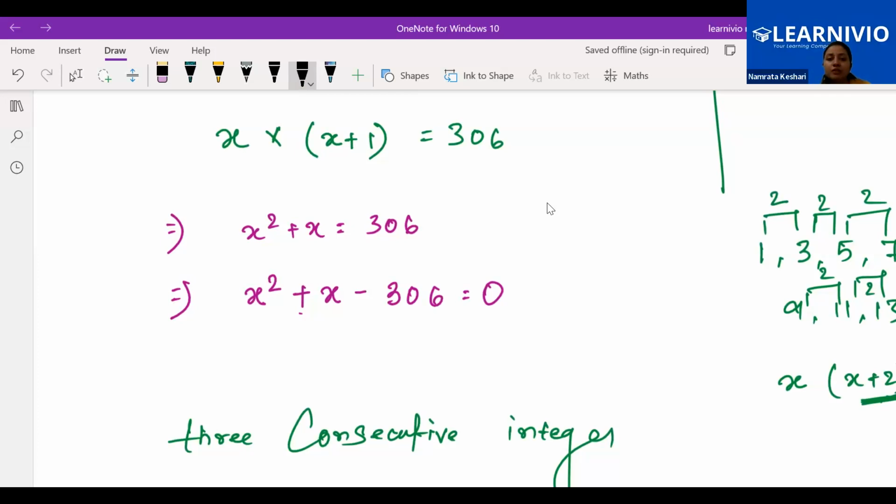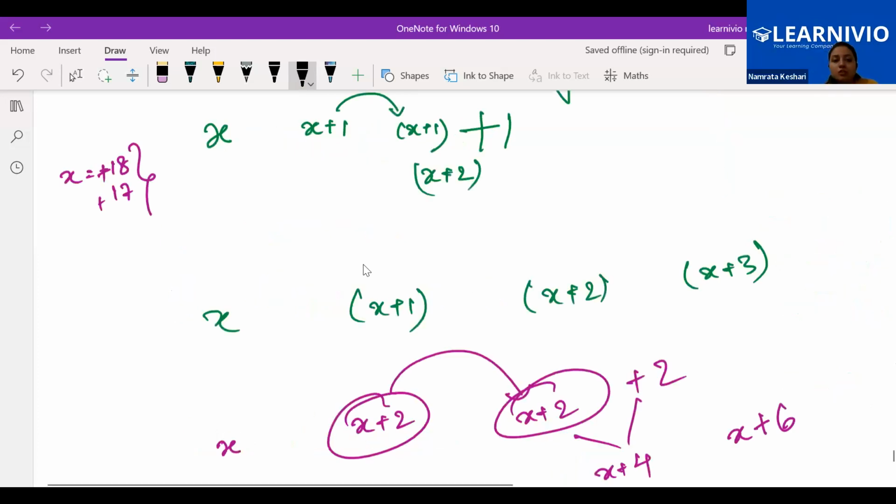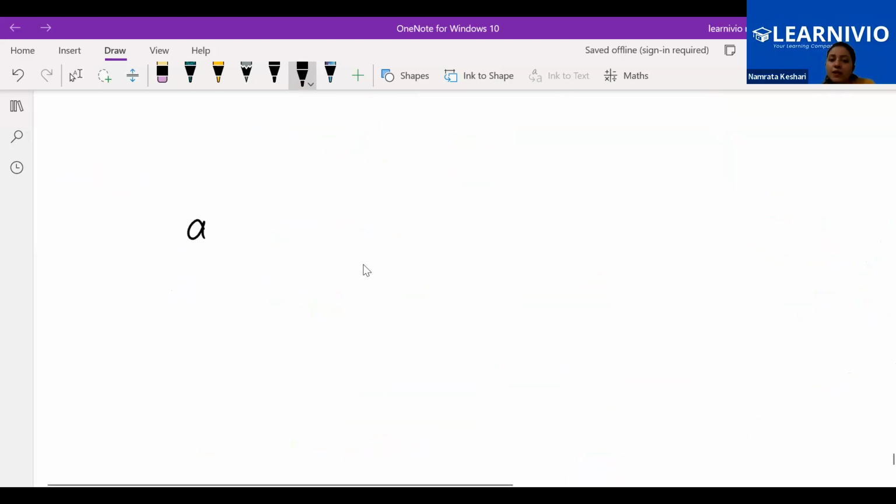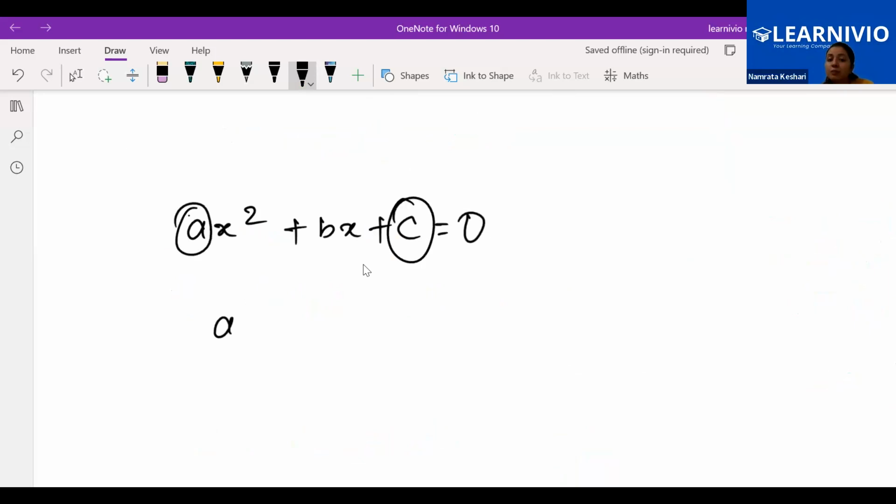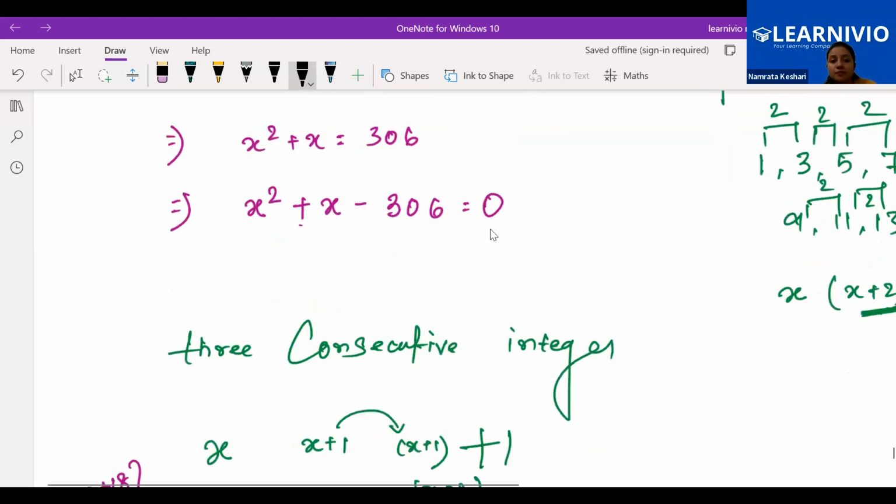What is the method? Our quadratic equation is going to look like this: ax square plus bx plus c is equals to 0. At first we are going to do the multiplication of a and c. What is a over here in our equation? The coefficient of x square, that is 1. That we are going to multiply with 306.